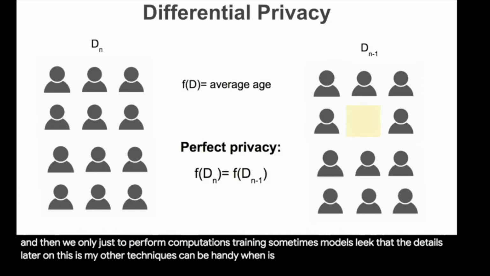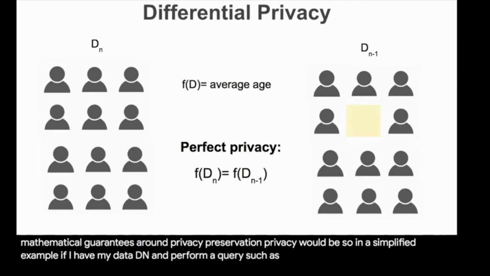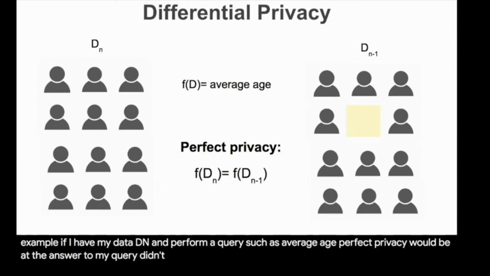One is differential privacy. Differential privacy is a framework that allows us to make formal mathematical guarantees around privacy preservation. So for example, it defines what perfect privacy would be. So in a simplified example, if I have my data set DN and perform a query such as average age, perfect privacy would be if the answer to my query didn't change if one subject were to be removed. So for example, in a data set DN-1.